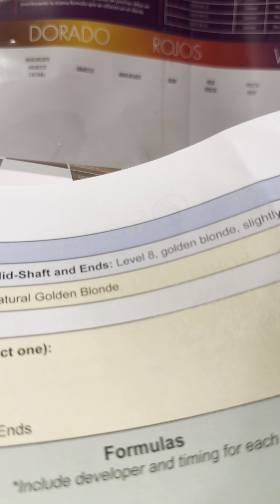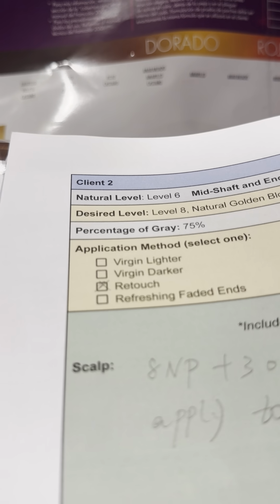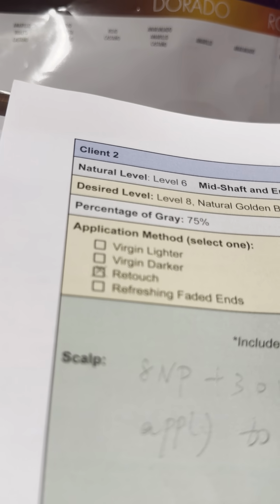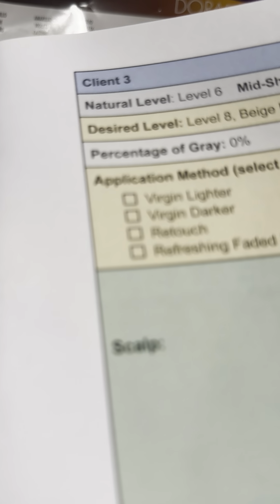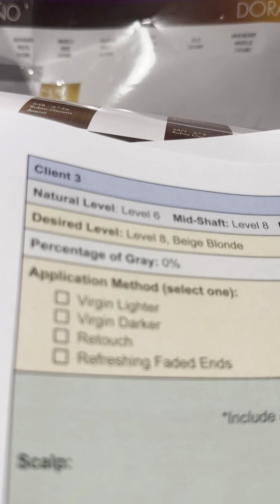All right, what do we got next? All right, 6 to an 8, no gray. Tonal value, what do we have here? Okay, beige blonde. And the ends are an 8.5. So it's only faded a little bit.